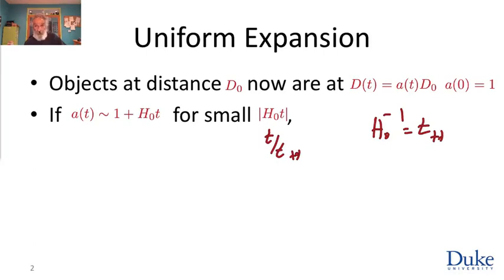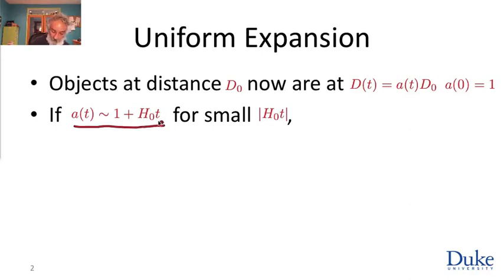And near that, for suitably small times, positive or negative, close to 0, we're going to assert that the function a has an approximation as a linear function. If you plug in t equals 0, you get a of 0 equals 1. And for t not far from 0, we're approximating a by a linear function. Any reasonable function can be so approximated. And we call h0 the coefficient of that linear term in t. And I'm going to assert that this is the Hubble constant.